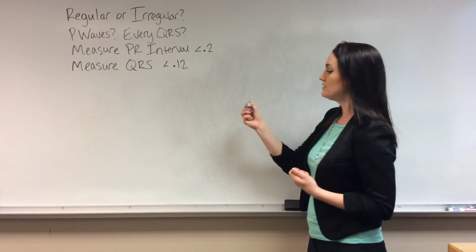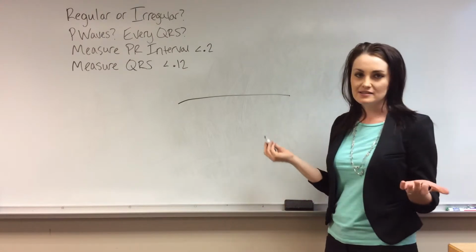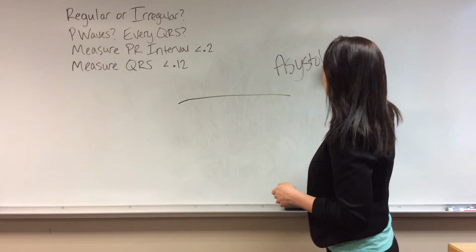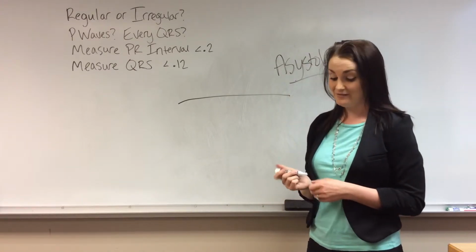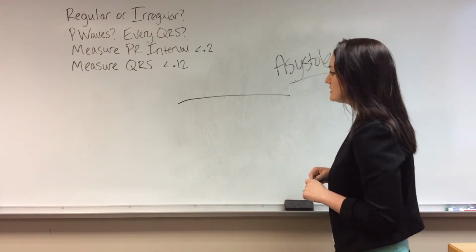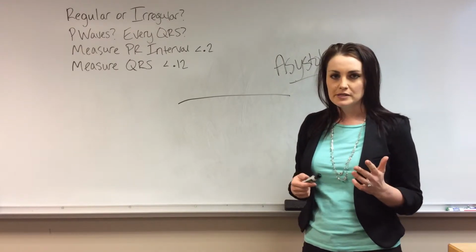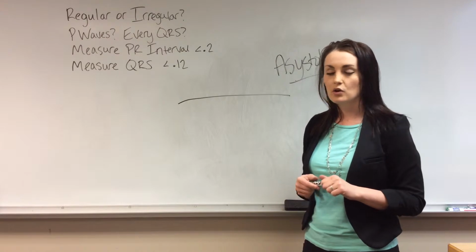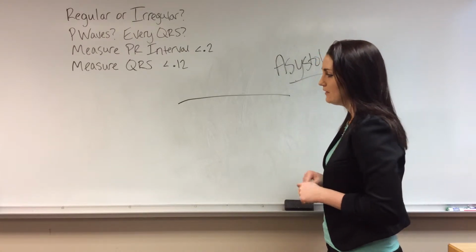All right, next one, this one's easy to draw, is asystole. So this is complete cessation of any electrical activity at all in the heart. It's indicative of poor prognosis. It's always pulseless. It's always a code situation, CPR, medications, everything.